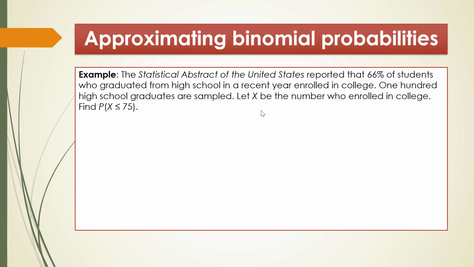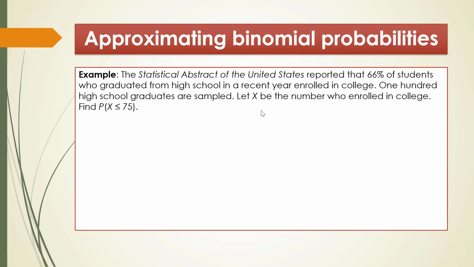So now let's do one example. The Statistical Abstract of the United States reported that 66% of students who graduated from high school in a recent year enrolled in college. 100 high school graduates are sampled. Let X be the number who enrolled in college. Find the probability that X is less than or equal to 75.